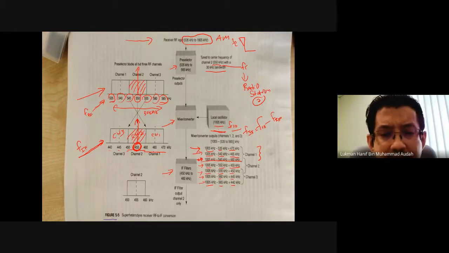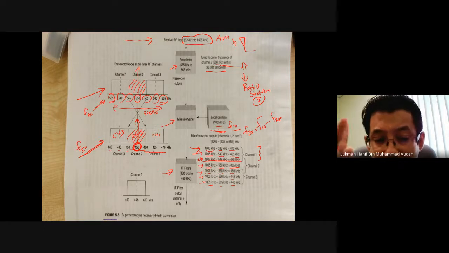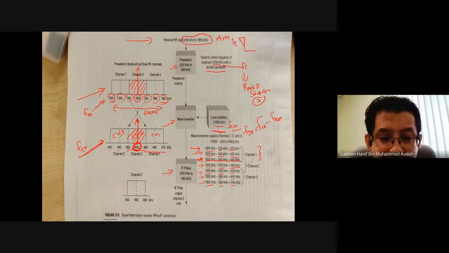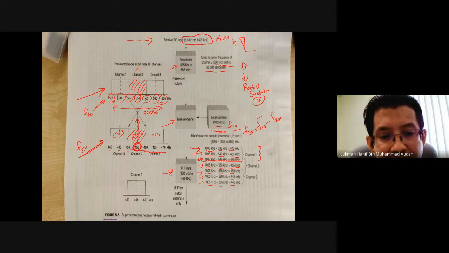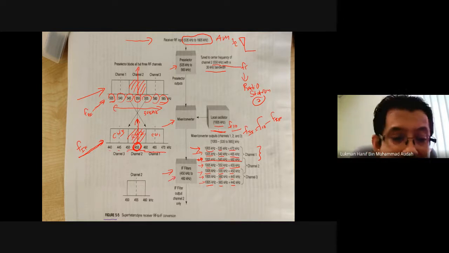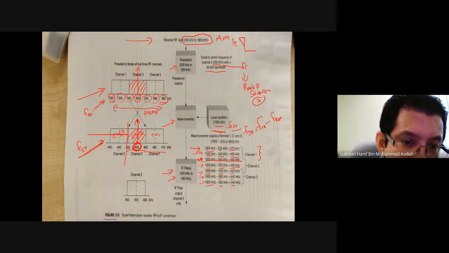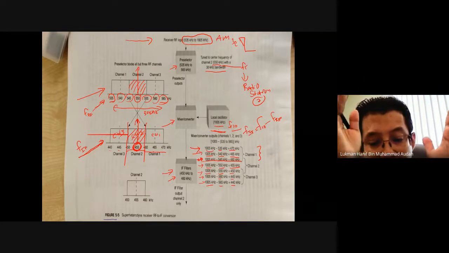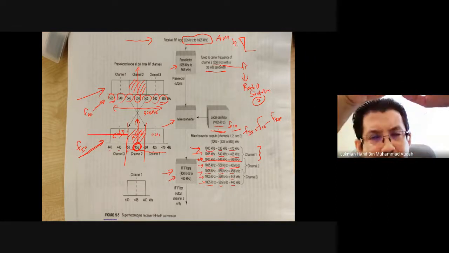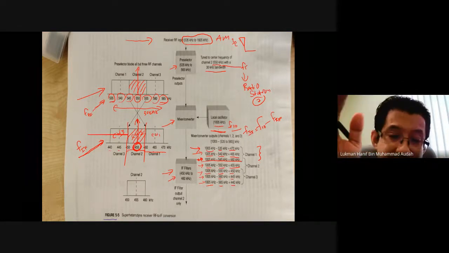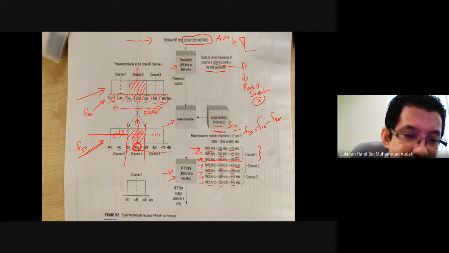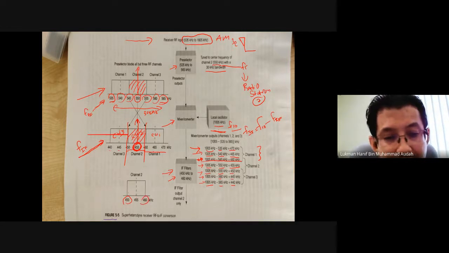This IF filter must select channel number 2 because I want to listen to channel number 2. Okay. And therefore, it must have a sharp cut-off frequency, which is between 450 until 460. Dia mestilah boleh select yang ini. Maknanya dia punya bandwidth mestilah 10 kHz. The bandwidth must be 10 kHz so that I can properly select channel 2 only. So this band pass filter will select the frequency band from 450 until 460 and remove the others.